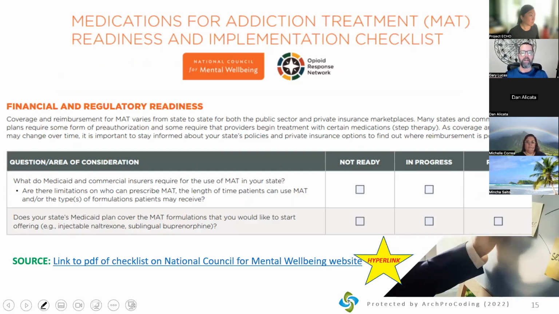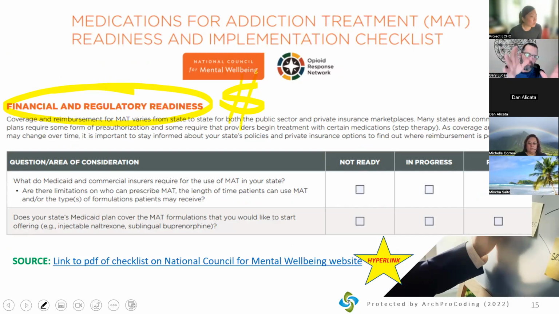So in addition to the complicated issues that, of course, we can get into in a full class, what I wanted to do is also identify from the National Council for Mental Well-Being and the Opioid Response Network, they have a checklist. Now, I'm just pointing out a couple of questions here from the financial and regulatory readiness side, but it does have a little checklist dealing with coding and billing issues that you can use. By the way, you can use it for overall grant processes as well, clearly making sure you meet Project ECHO's requirements first, but this is a general guide.